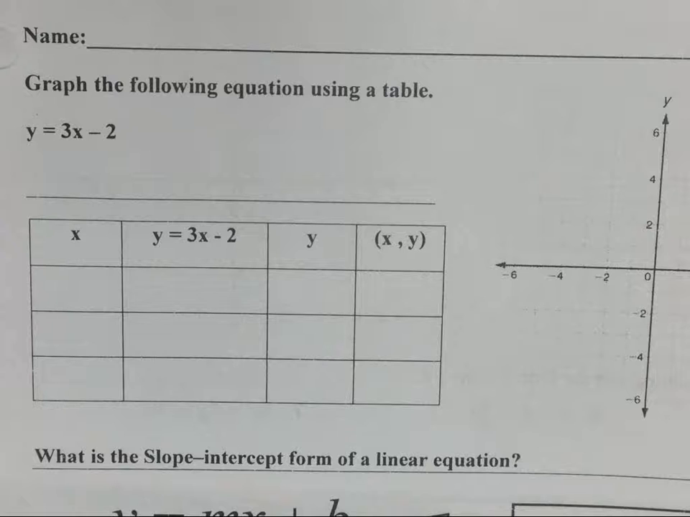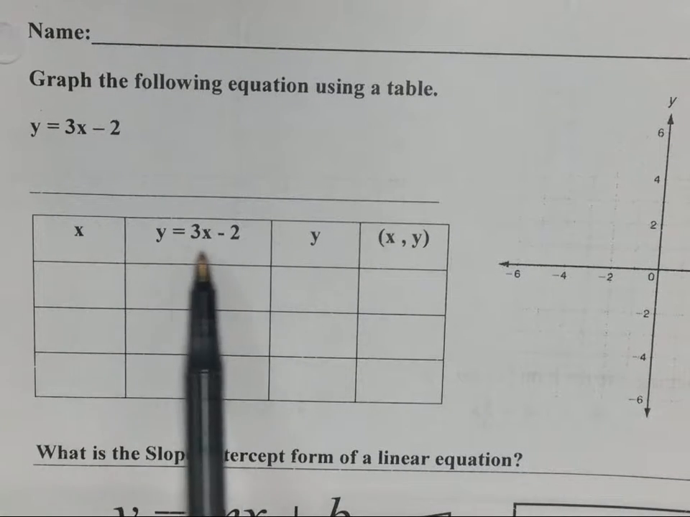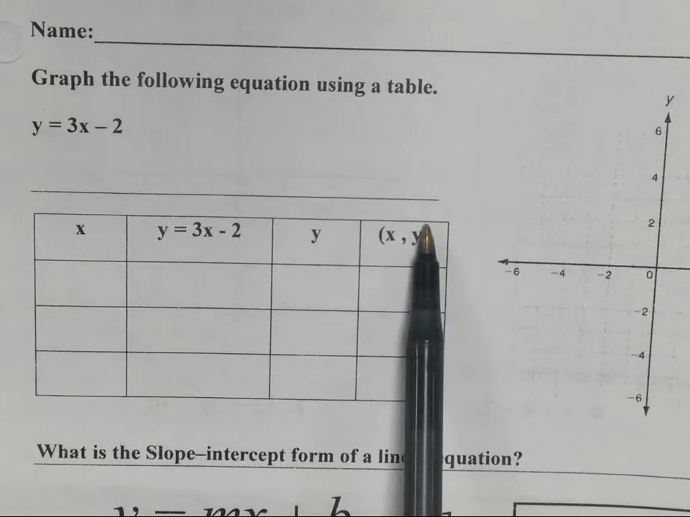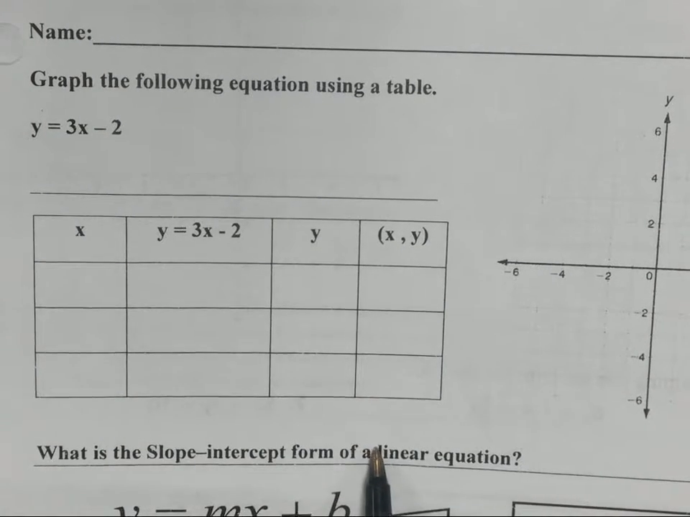So you guys have made tables before. Y'all have done this in 7th grade. Y'all should have done them maybe a little bit in 6th grade. All right, we have an x column. We have the equation in this column. We have y, and then right here is where we're going to put them together and make a coordinate, okay?